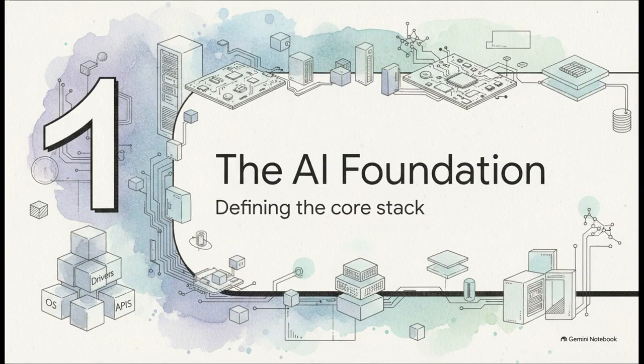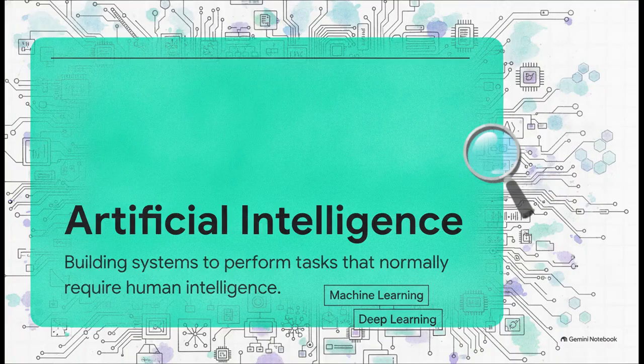Section 1. The AI Foundation, defining the core stack of artificial intelligence. Before models and neural networks make any sense operationally, we really have to define what we're actually building. To set the stage, just think of artificial intelligence as your overarching operating system layer. It's the broad parent environment where absolutely everything else runs.